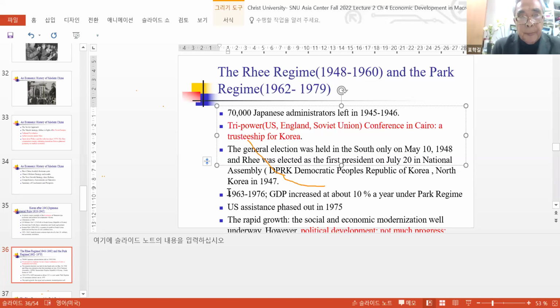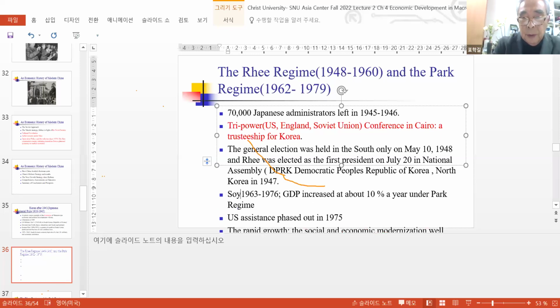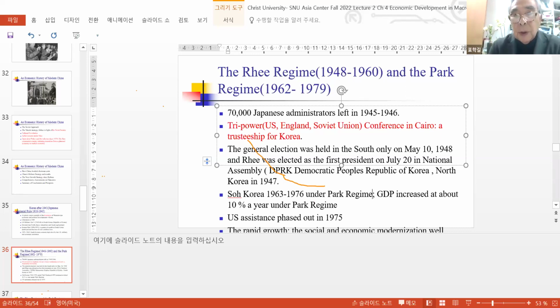South Korea from 1963 to 1976 under Park regime has made a record increase in GDP per capita. GDP increased at about 10% a year, high growth period under Park regime.